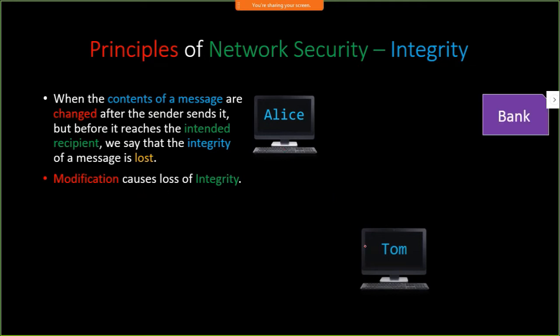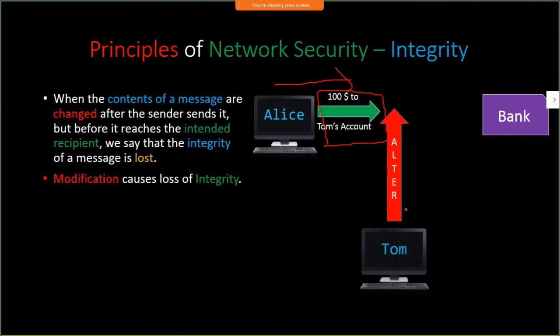Alice, Tom and the bank. Alice sends a message to the bank, but the message doesn't reach the bank. Alice sends the message, but before it reaches the bank, Tom intercepts and alters it. Then he changes the value from $100 to $200. That is integrity, altering the data.